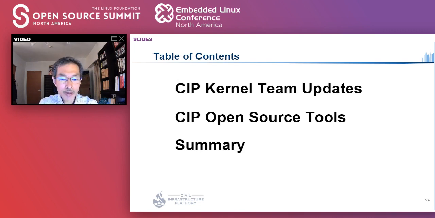CIP Kernel Team started 4 years ago. Since then, the team has steadily worked and improved processes to sustain the infrastructure of civil platforms. In my talk, I'd like to explain what the Kernel Team's activities are. Also, I'd like to explain open source tools which we developed to facilitate our activities. Then let me start with CIP Kernel Team updates.